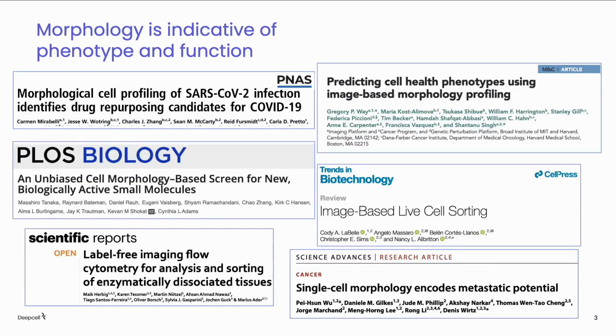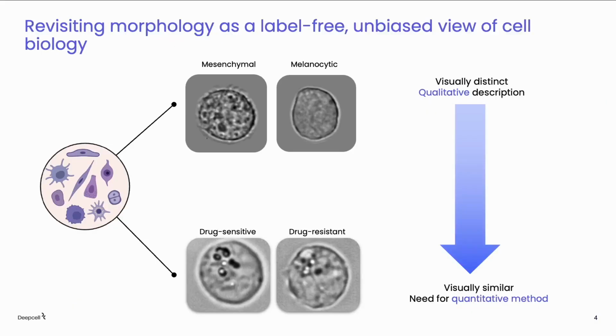Our viewpoint at Deepcell is that morphology itself, which is indicative of both phenotype and function, as demonstrated by many publications, is a modality that can not only add additional context for understanding single-cell biology, but also provide a method for identification and sorting of cells like those in the scenario I just gave. However, cell morphology is highly dynamic and complex, and analyzing morphology by eye can only tell us so much.